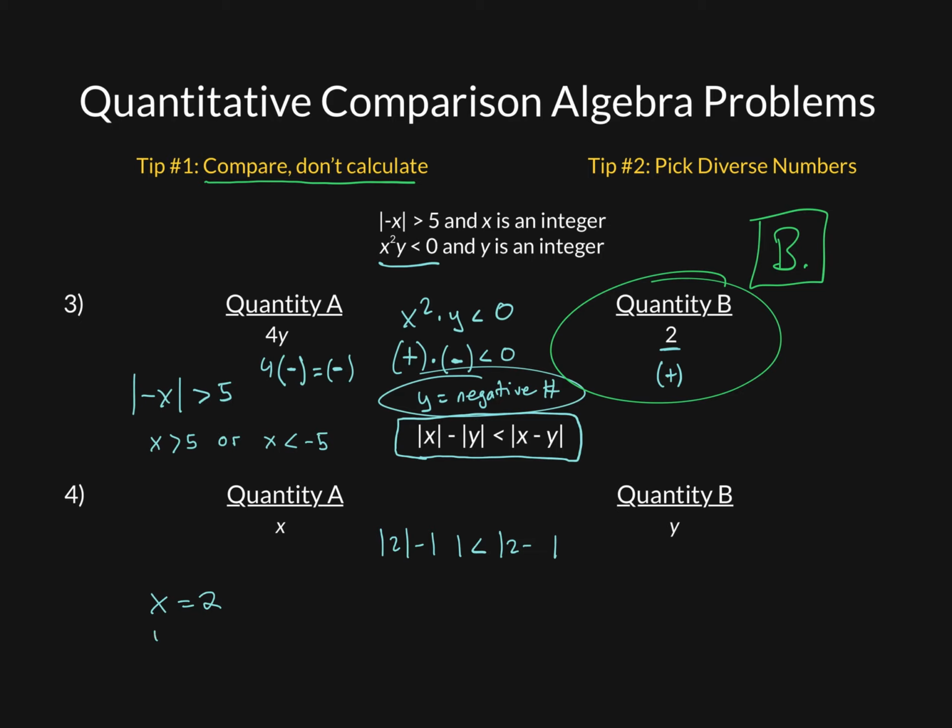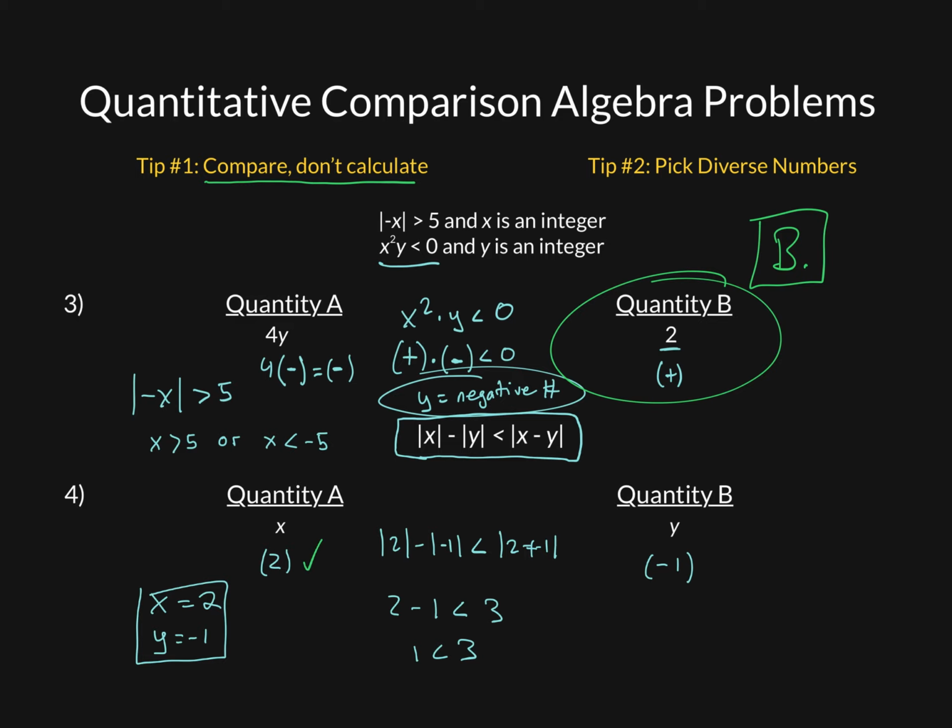Let's say x is 2, y is negative 1. That's going to be the absolute value of 2 minus the absolute value of negative 1 is less than the absolute value of 2 minus negative 1. So that would just be 2 minus 1 is less than 2 minus negative 1, which is just plus. So that would be the absolute value of 3, which is 3. So 2 minus 1 is 1, and 1 is less than 3. That's correct. So in this case, x was 2, y was negative 1. Therefore, we know that quantity A in this scenario is bigger. So far, we got a point for quantity A.